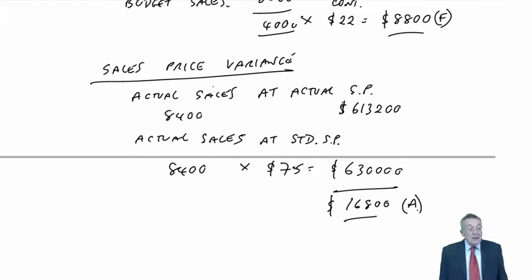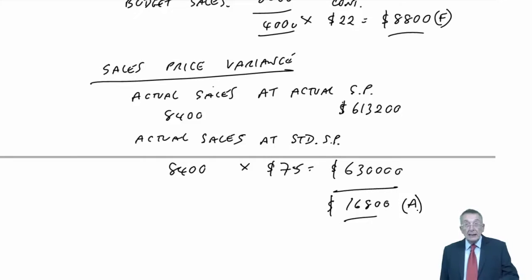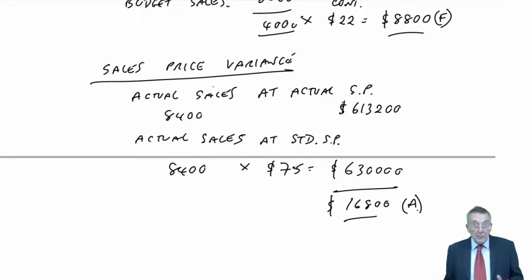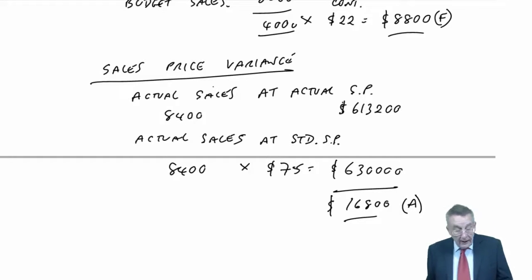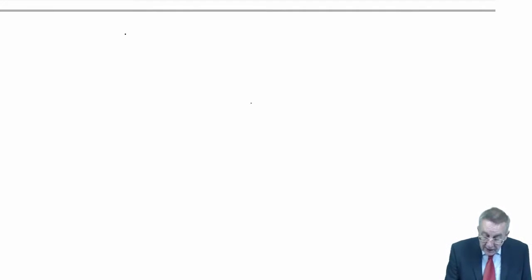All that remains on this exercise is to produce something I referred to earlier. Let's produce a little statement explaining to management why the actual profit differs from the original budget profit. And so we've done all the work we need on this, but just let's put it all together. We'll produce this statement and we call it the operating statement.